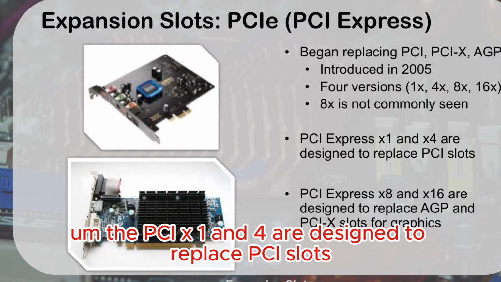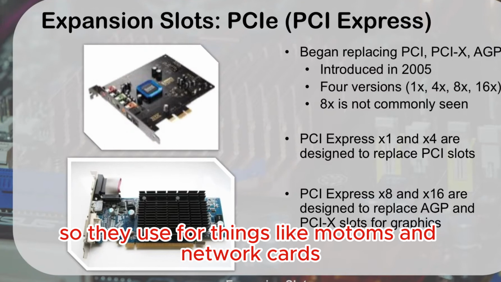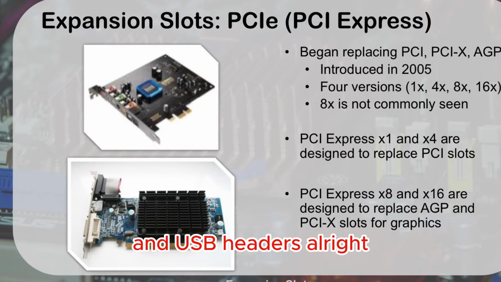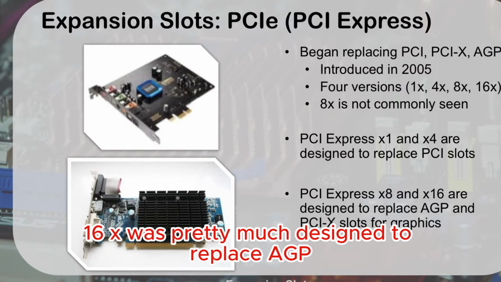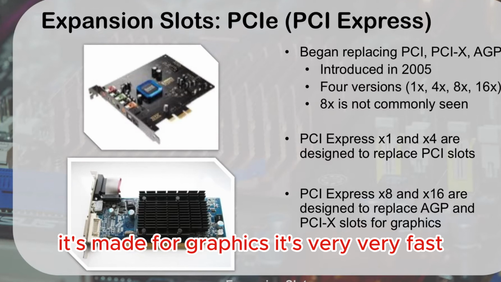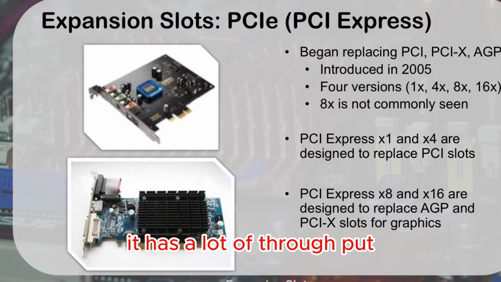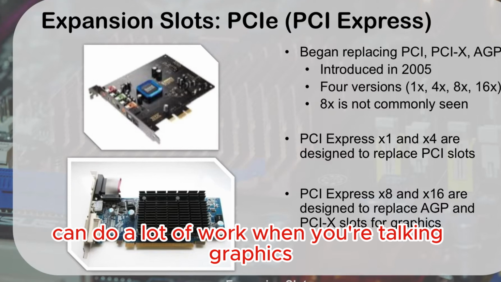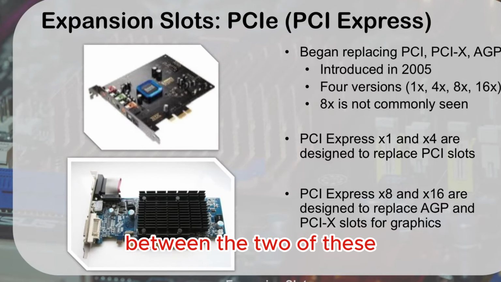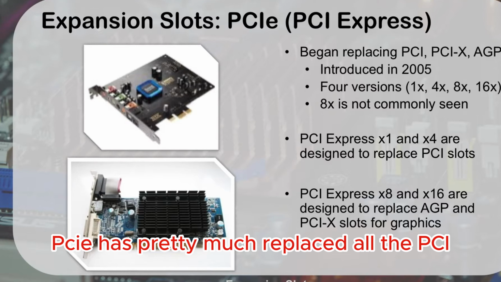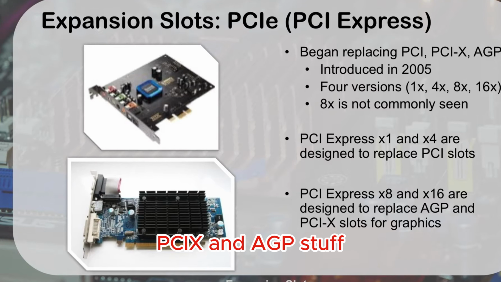The PCIe 1X and 4X are designed to replace PCI slots. So they're used for things like modems, network cards, and USB expansion slots, input-output devices. 16X was pretty much designed to replace AGP. It's made for graphics. It's very fast. It has a lot of throughput, and it can do a lot of work when you're talking graphics. So it's really good for that. Between the two of these, PCIe has pretty much replaced all the PCI, PCIX, and AGP stuff.